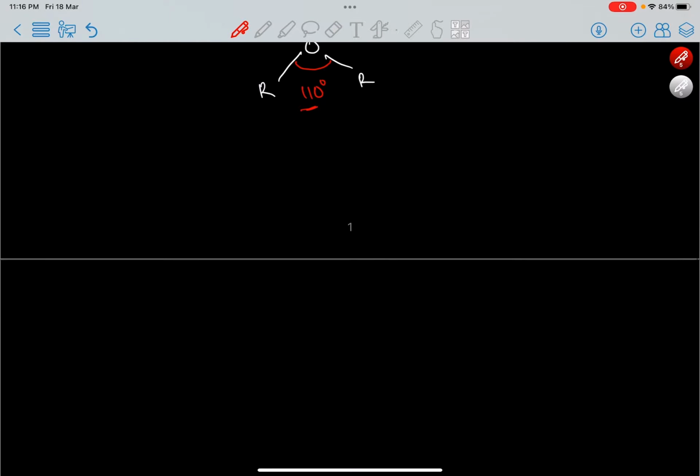Now let us talk about preparation of ethers. What are the different ways to prepare ethers? So first, there are two main methods to prepare ethers. One is from alkyl halides, the other is from alcohols. First let us talk about alkyl halides. How can we synthesize ether from alkyl halide?